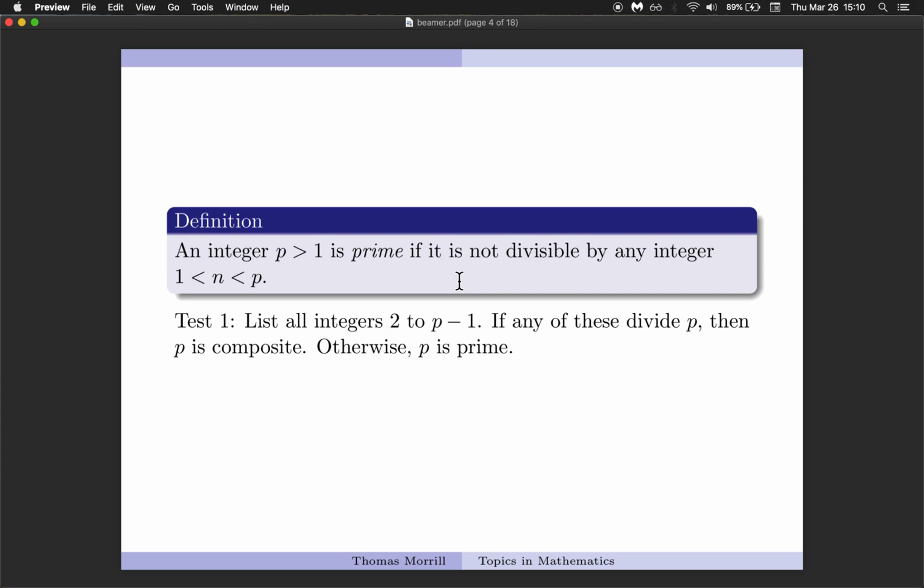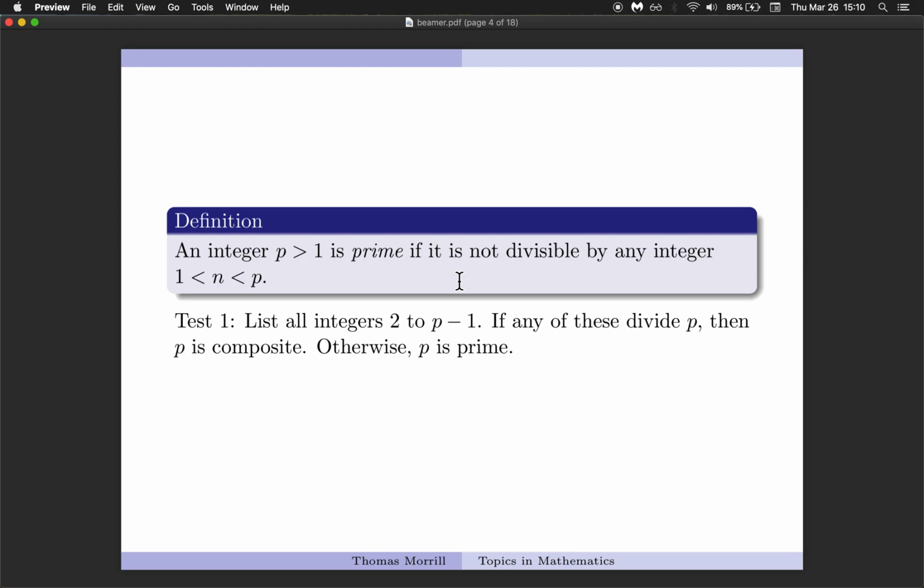I can list out all of the integers starting at 2 up to p take 1. Those are the only numbers that could possibly be factors of p. If any of those numbers do divide p, then I can stop, because then I've got some non-trivial factor of p. P has to be a composite number. If I go through the entire list and I don't find any integers that divide into p, that's the definition of being a prime number. So run through the whole list. If nothing in there divides p, then I know definitely p is a prime number.